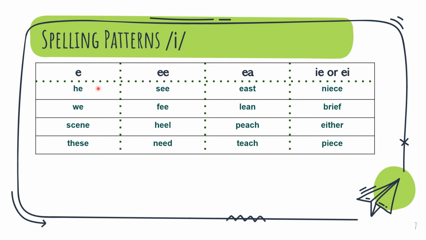So we have he, we, seen, these. Is a long sound, correct? Remember that. And then we have see, fee, heal, need. After this, we have east, lean, peach, teach. And look at these pattern sounds. We have knees, brief, either, and peace.